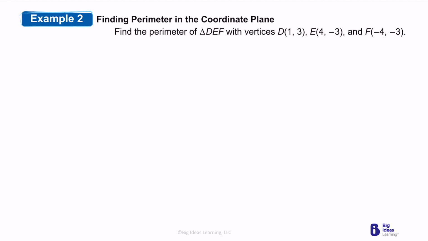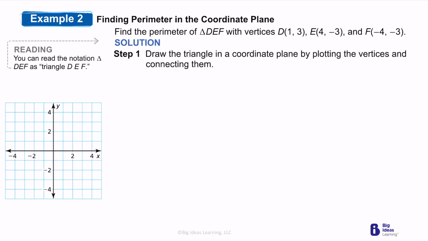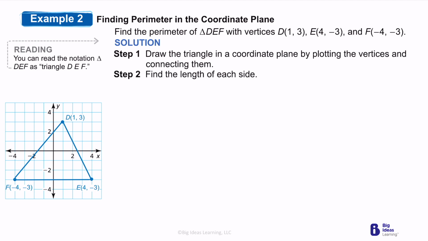So they say here, find the perimeter of triangle DEF. It has vertices D (1, 3), E (4, -3), and F (-4, -3). What you want to do, you want to draw the triangle in the coordinate plane. Put your points, draw the triangle, just like that. Then find the length of each side. So we got to find DE, we got to find EF, and we got to find FD.